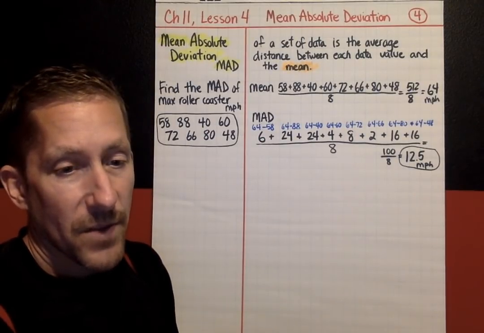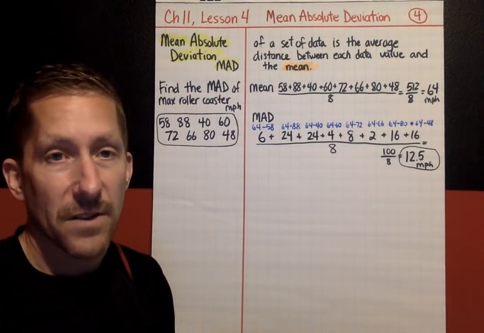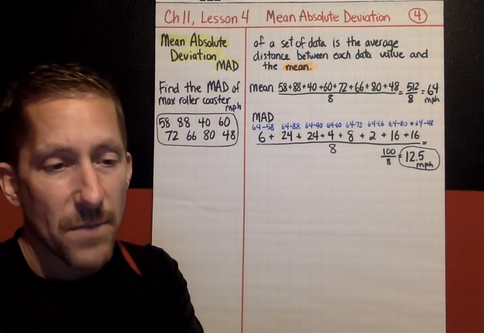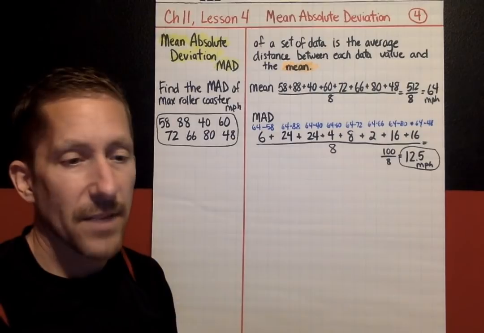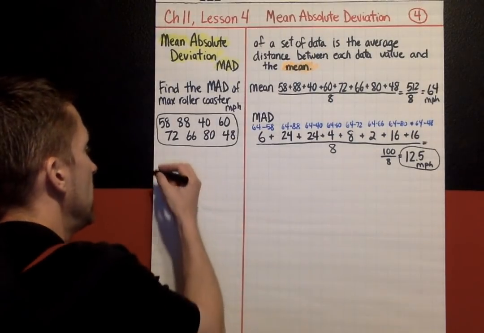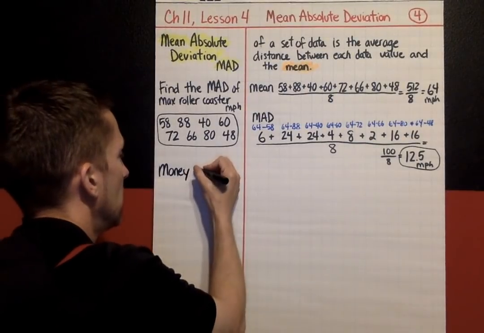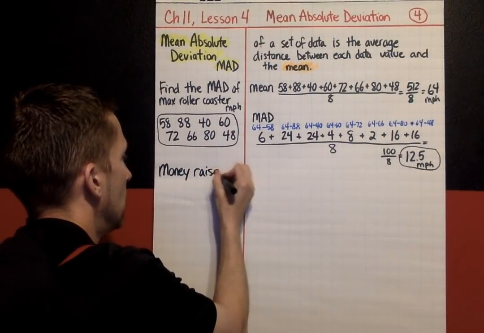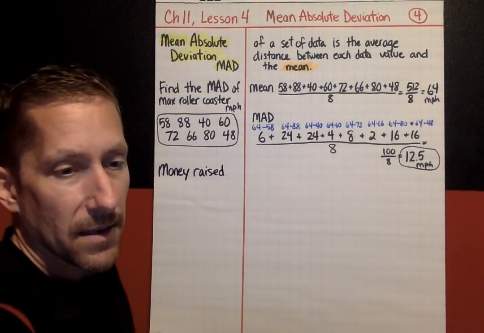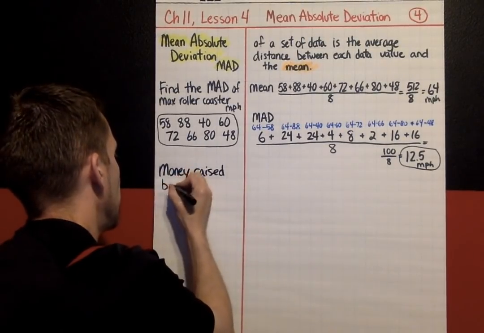All right, so for the next example, we're going to look at two different sets of data and use the mean absolute deviation to describe the differences. So we're going to look at money raised by homerooms in a middle school.